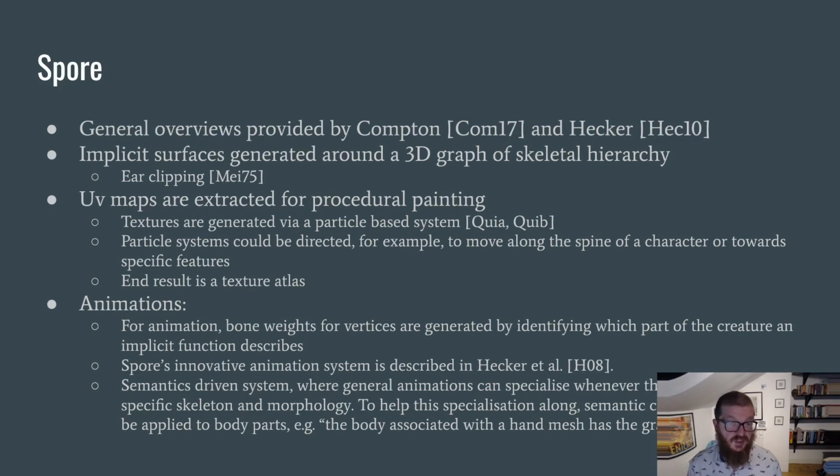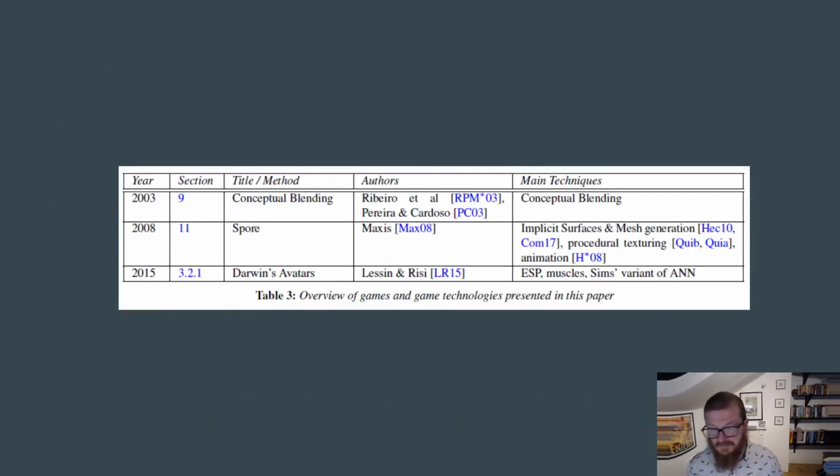This system is for general or ambient texturing and doesn't cover detailed texturing. Eyes, teeth, and the like were all still painted by hand. For the user, the system appears to work directly on the surface of 3D creatures. In reality, behind the scenes, a 2D texture atlas is automatically generated and mapped onto the model. Table 3 provides an overview of the games and game technologies presented in detail in the paper.